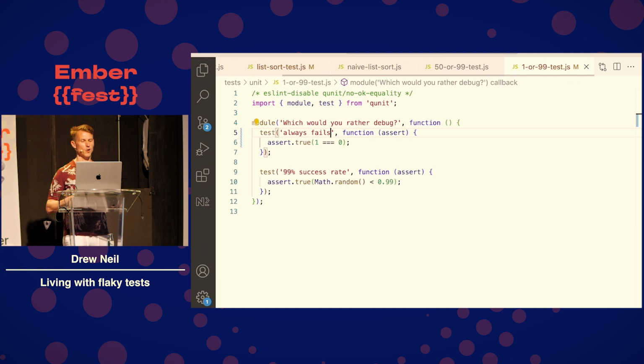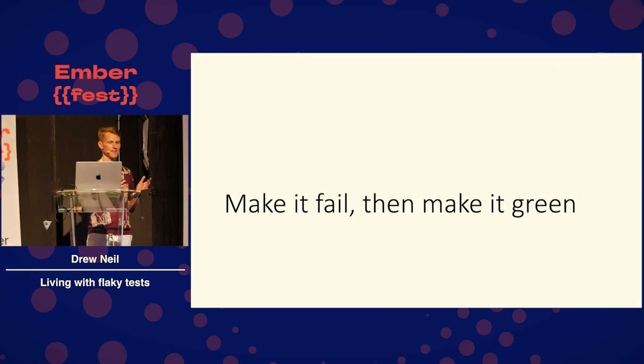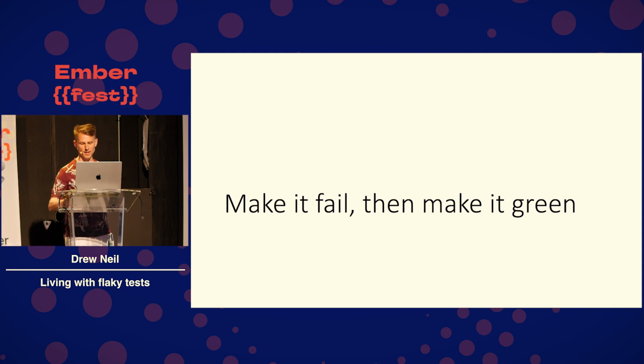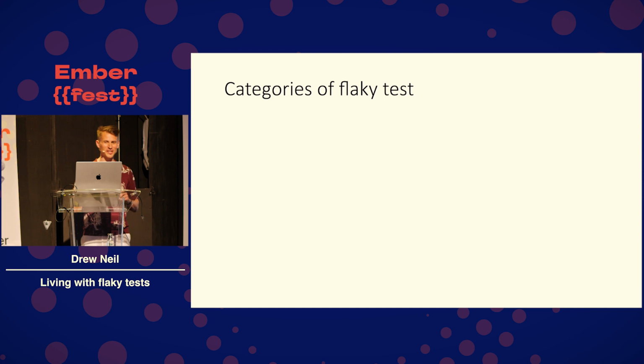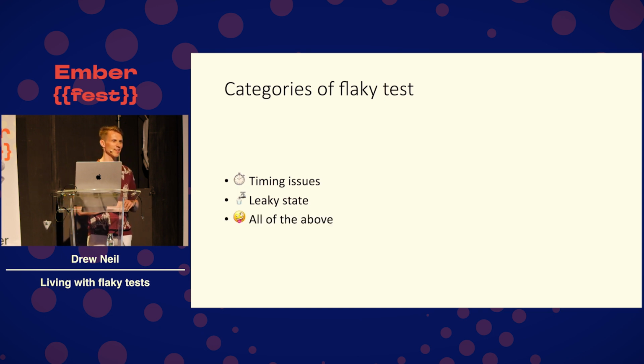So if you're starting with a flaky test, try to make it fail every time. And then you just follow the cycle, make it green, refactor. I've worked with a lot of flaky tests, and I've noticed two categories that come up a lot. One is timing issues. Another is leaky state. And if you're really unlucky, you might be dealing with a combination of both.